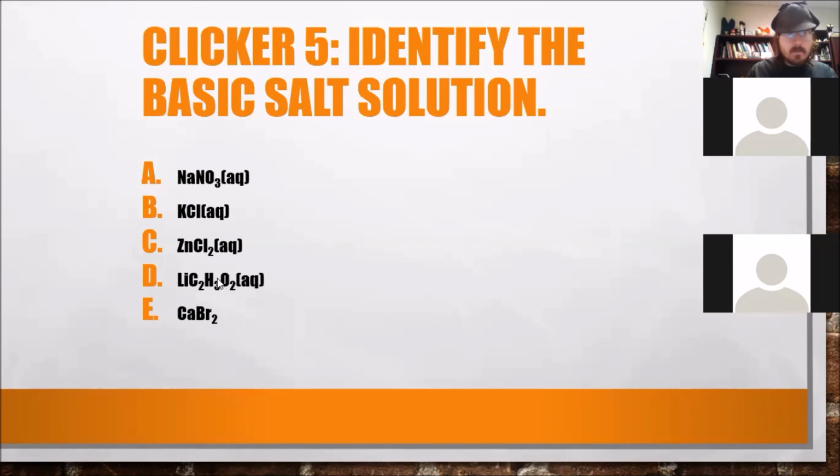So D would have given you a base. C would have given you an acid. A, B, and E would all give you salts.